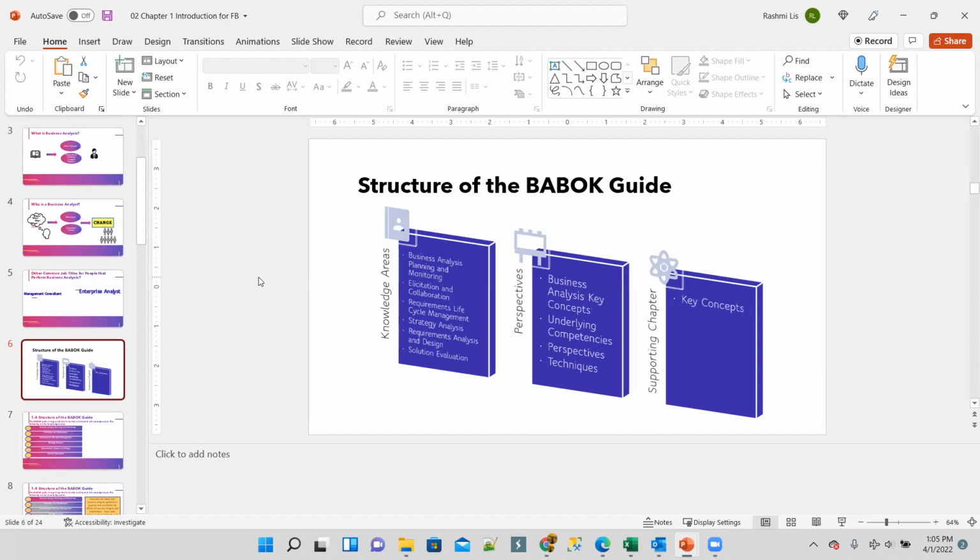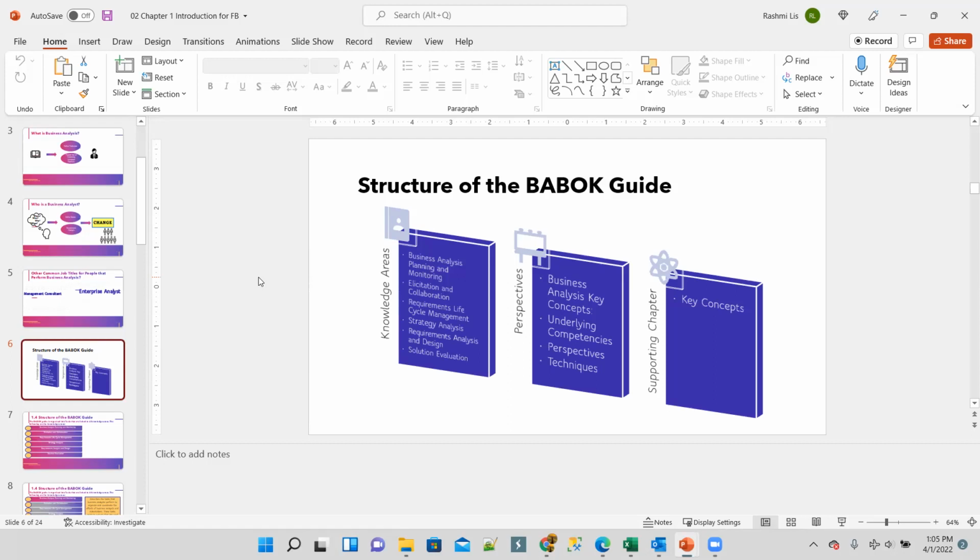Now, how is the BABOK structured? Think of the BABOK as having three pillars. The first pillar is knowledge areas. The second pillar is perspectives, and the third pillar is the supporting chapter. Within the knowledge areas there are 6 knowledge areas, and we're going to go through those in detail, but think of those as your core elements or tasks that are needed for a business analyst to perform their job.